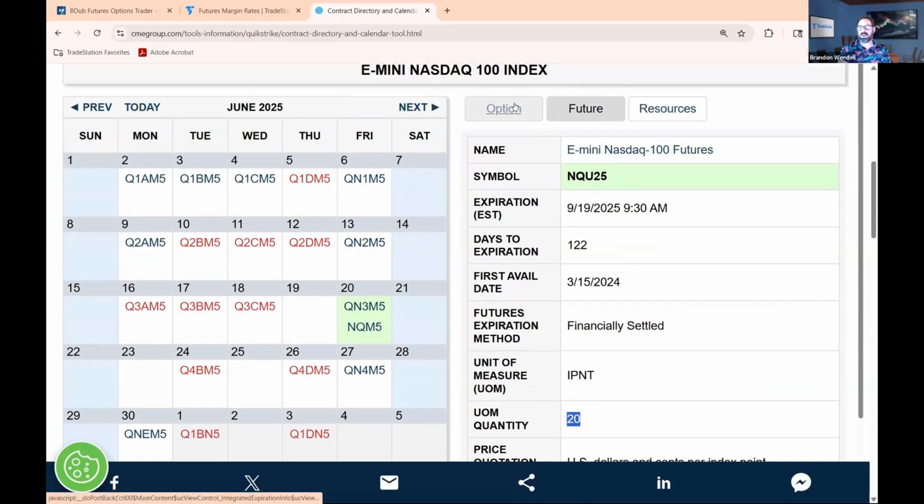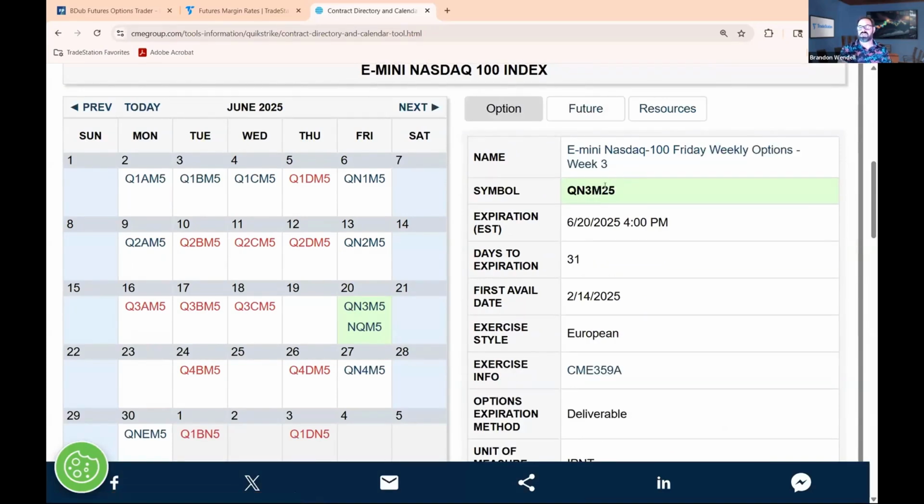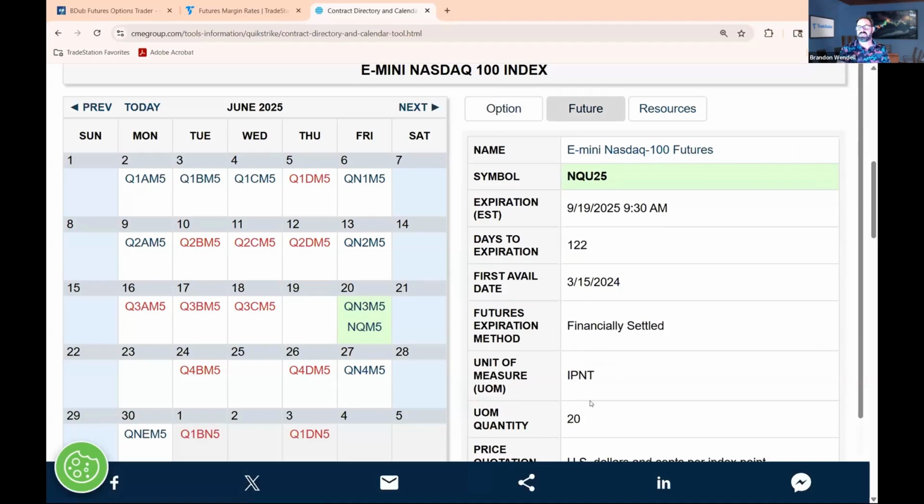If I go back to the option, now this information is on the option. There's the symbol for the option. It tells me what it is: Friday weekly options, 31 days of expiration, when it was first tradable, what style of exercise it has, American or European style. Now remember, the future is cash settled, right? Financially settled means cash settled. So if you hold a futures contract to expiration and you are in the money, basically it has value, you would get paid. Or if it was in a losing position on your future, you would have to pay.